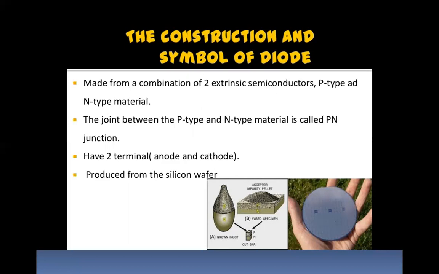And we can also say that p-type material is called an acceptor, because it is ready to accept one more electron for the pairing.